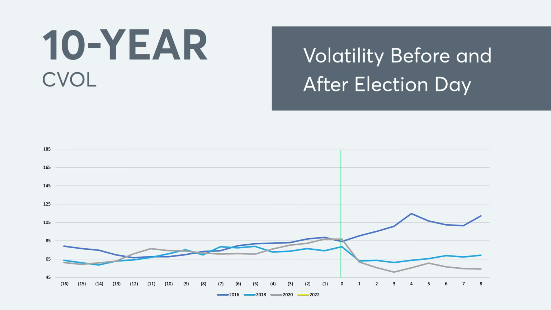Using CVOL indexes, we looked at volatility in the 10-year Treasury options immediately before and after the last few major elections. The yellow line in the graph illustrates how much higher implied volatility is currently compared to the last 3 elections. Volatility declined in the day following the presidential election in 2020 and midterm election in 2018. However, after the 2016 election, implied volatility continued higher.